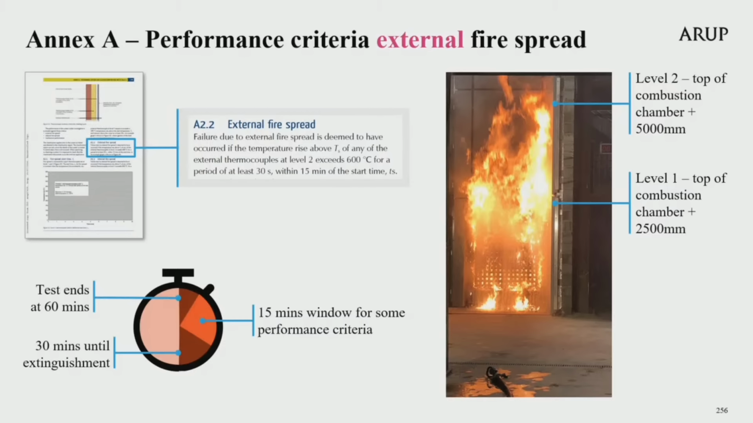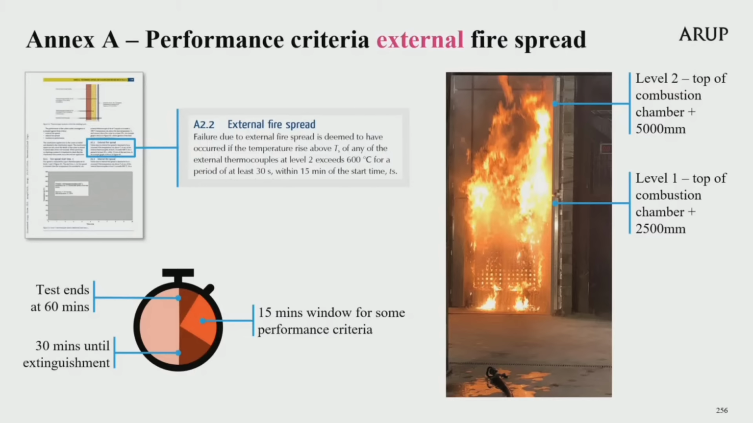Failure due to external fire spread is deemed to have occurred if the temperature rise above TS, that's the initial ambient temperature before the crib is ignited, of any of the external thermocouples at level 2, exceeds 600 degrees Celsius for a period of at least 30 seconds and within 15 minutes of the start time TS.